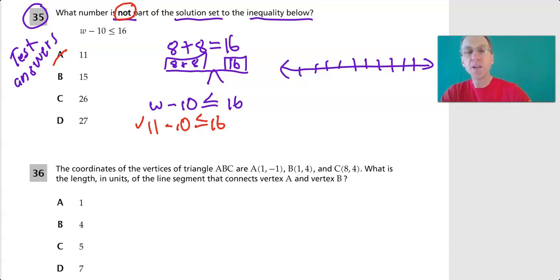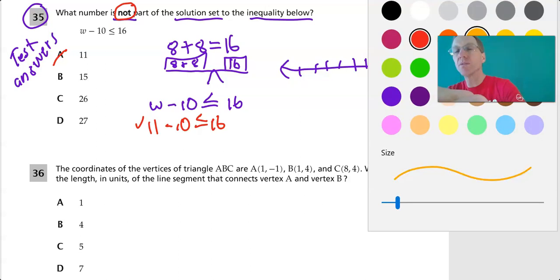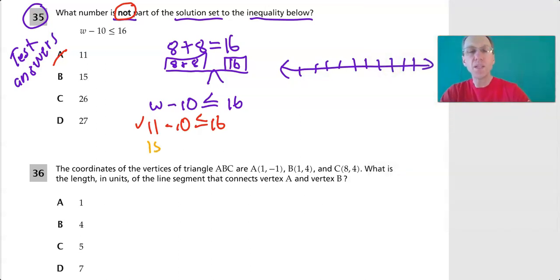Let's try the next one. How about 15? 15 minus 10, is that less than or equal to 16? Well, 15 minus 10 is 5. Yes, 5 is less than or equal to 16. We're looking for the not, though. And now you're starting to see, oh, these are really close here. What's going on?